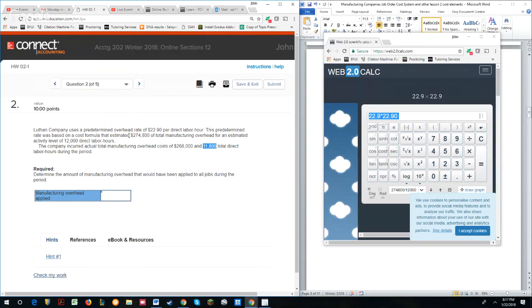Because it's saying manufacturing overhead applied. So yeah, that's right, because the applied is what actually was applied instead of the estimate. So the predetermined overhead rate times the actual direct labor hours charged to the job, right? I think that's right.